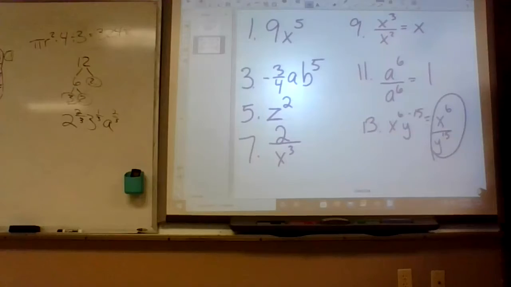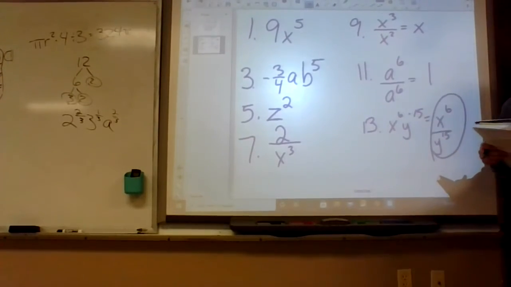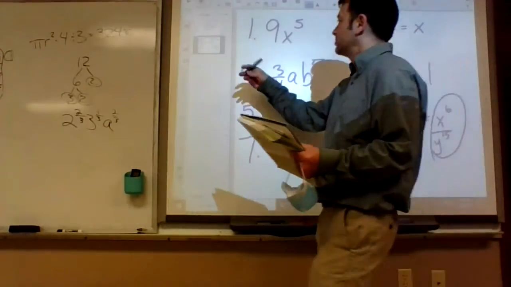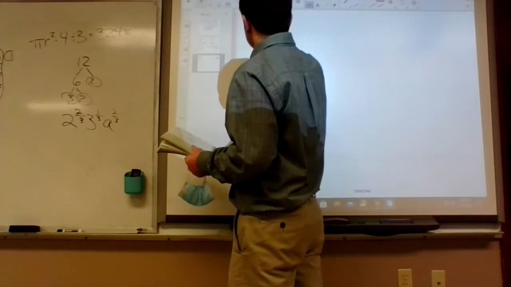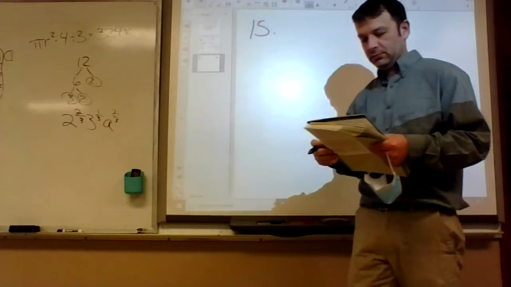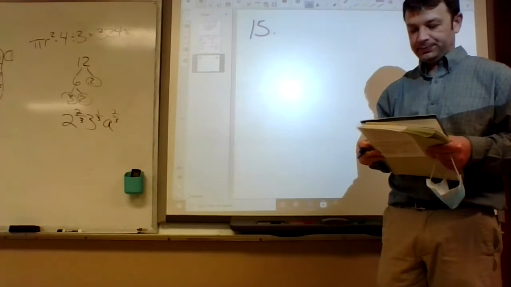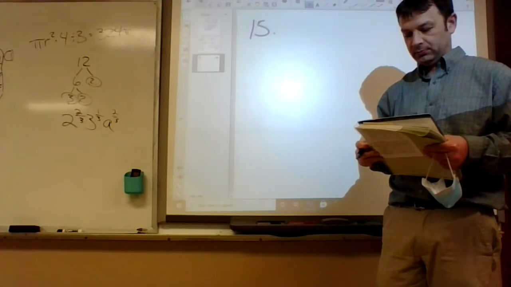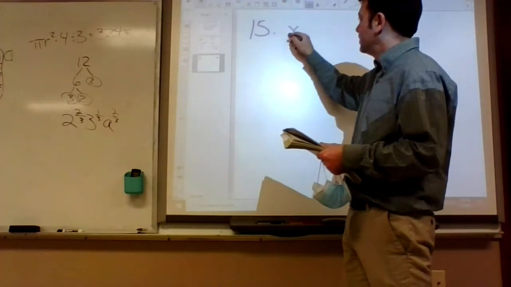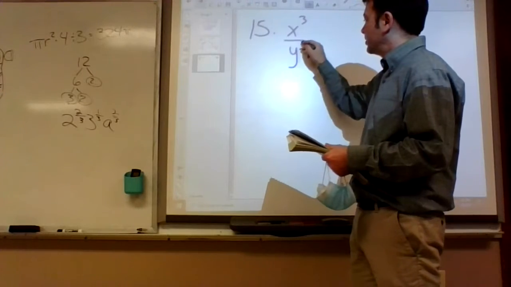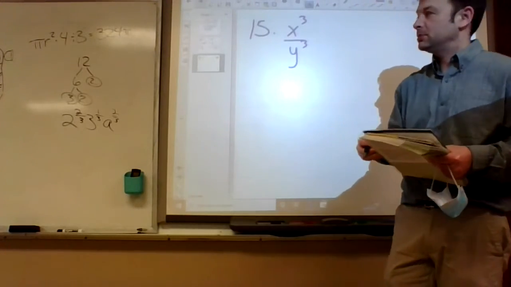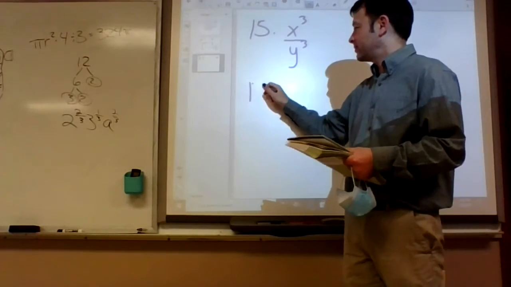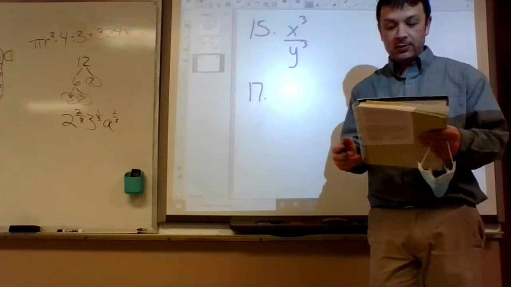Okay. Yes. So you just move y to the 15 to the bottom. Okay, number 15. Ava, what do you think? Would it be x to the third and y to the third? Yeah. X to the third over y to the third. Can we do anything to that? No. So that looked like it might be hard, but it wasn't.